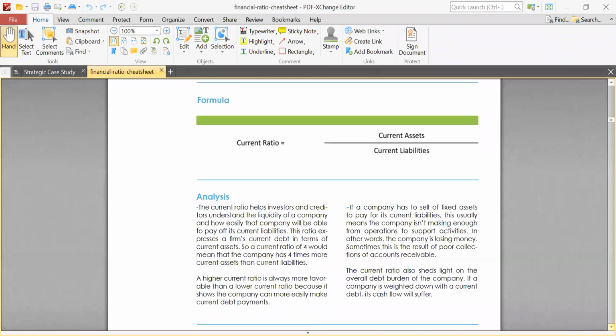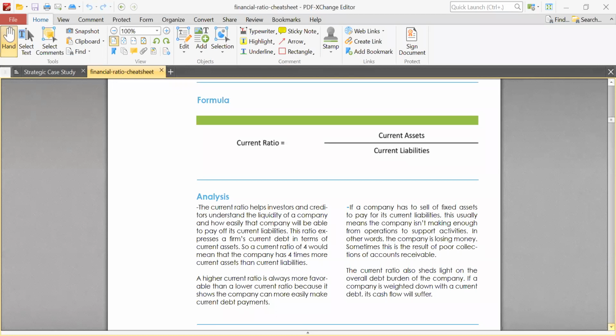So this ratio helps creditors and investors to understand the liquidity of a company, and how quickly they'll be able to pay off their current liabilities. Like we always know, cash is king. And a higher current ratio is favorable for the company. And a lower current ratio is unfavorable, because it means that the company doesn't have enough current assets to take care of its current liabilities.